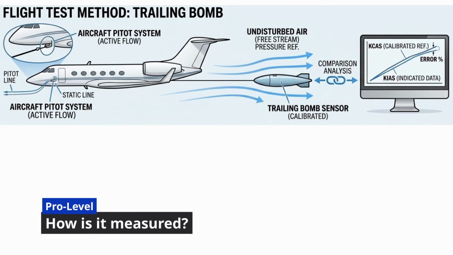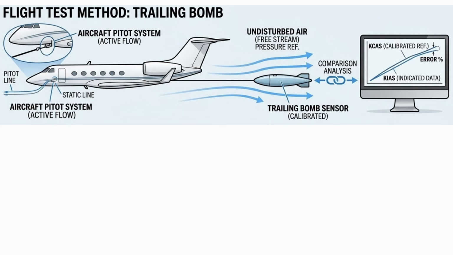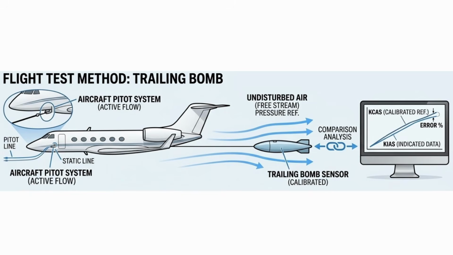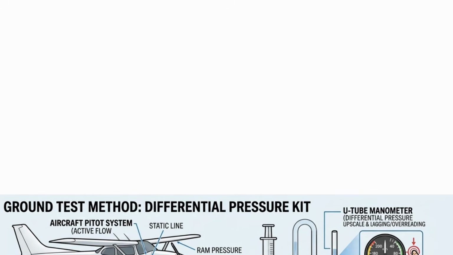For the advanced simmers, how do they even figure these errors out? In flight testing, engineers use something called a trailing bomb. They tow a sensor far enough below the aircraft to reach undisturbed air, providing a perfect reference to compare against the aircraft's internal gauges. On the ground, mechanics use a differential manometer and a syringe to manually pump pressure into the pitot tube, simulating speeds to see exactly where the needle lags or over-reads. This upscale and downscale testing ensures the pilot knows the margin of error at every speed.